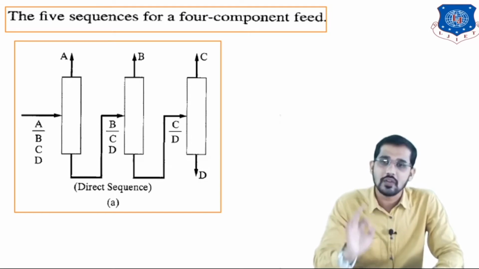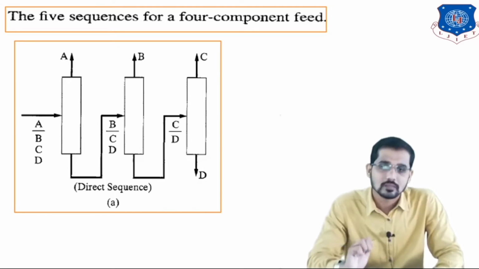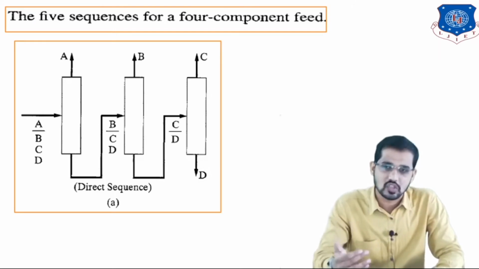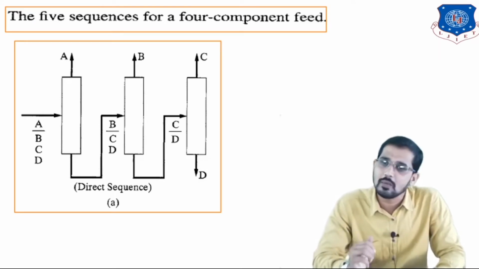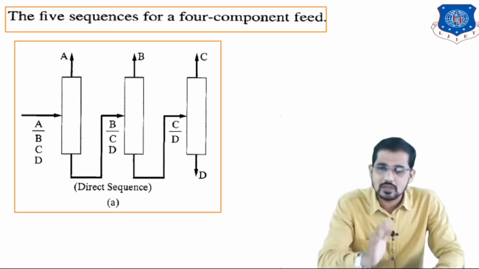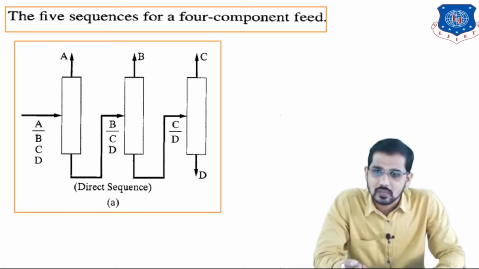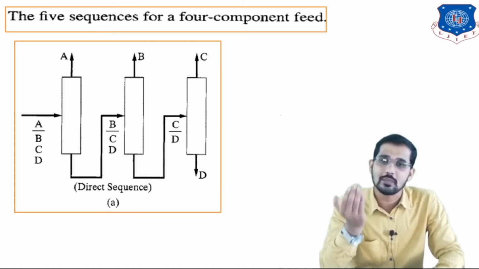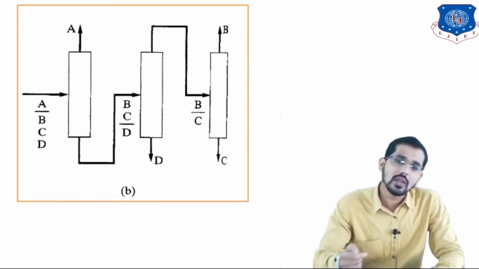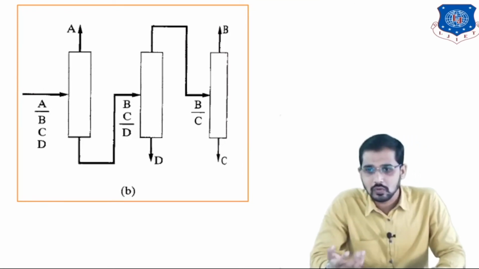So the most difficult component to separate is component D. This is difficult because it requires the higher temperature, and component A requires the minimum temperature. Now I can conclude here that the last distillation column operates at the higher temperature, and the first distillation column, where we are separating component A, is operated at the lower temperature. Okay, so now you can see the second rule here.